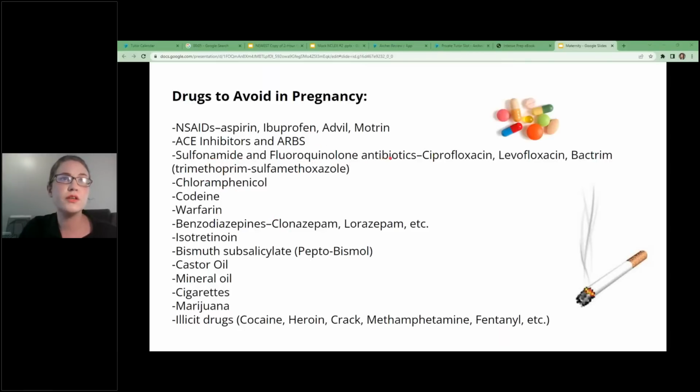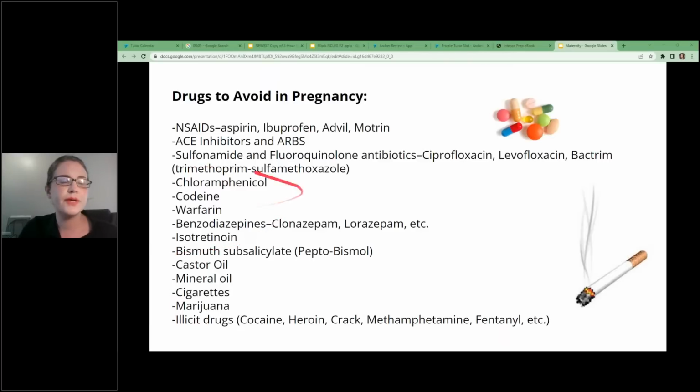Sulfonamides and fluoroquinolone antibiotics, stuff like ciprofloxacin, levofloxacin, Bactrim, can't use those in pregnancy. Why is that? Well, those fluoroquinolones can cause significant problems with the fetal muscle and skeletal growth and can increase the risk of miscarriage. Sulfonamides also increase the risk of miscarriage and can cause other issues. So instead, typically we use penicillins.